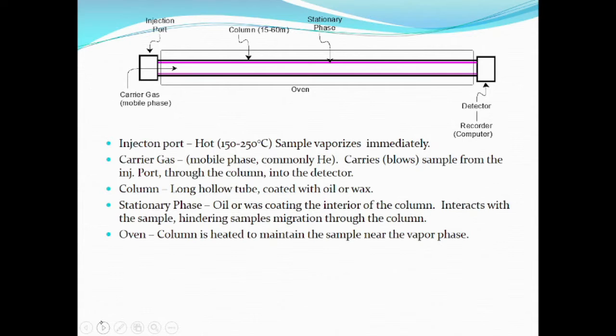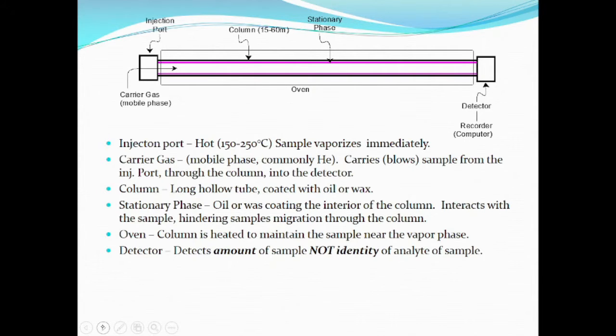The column is inside of an oven, so the column itself is kept fairly warm, not hot, but warm enough or hot enough that we keep the sample that was now blown into the column near the boiling point. We don't want it to all vaporize, because if everything that's in it vaporizes, it will be carried through with the carrier gas. By having it a bit cooler, we can actually get some separation. I'll talk about the basis for that shortly.